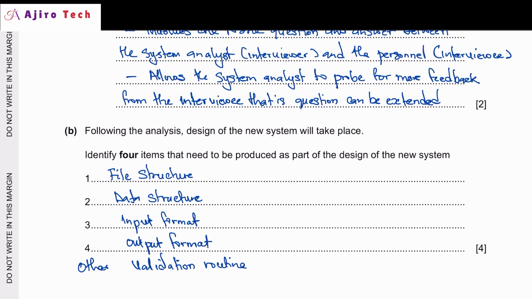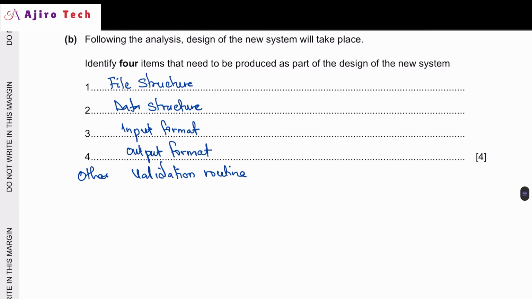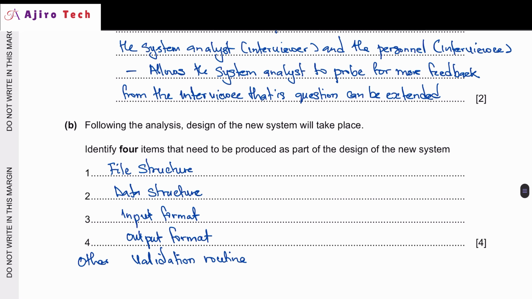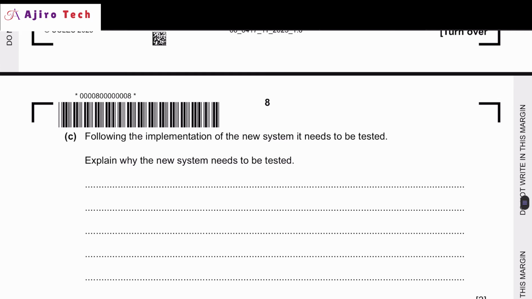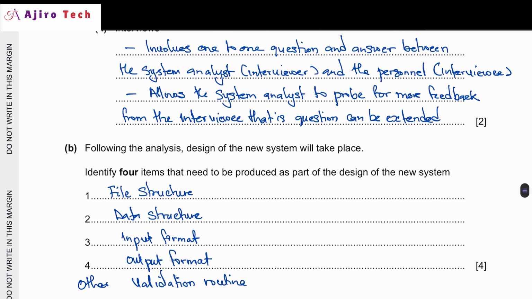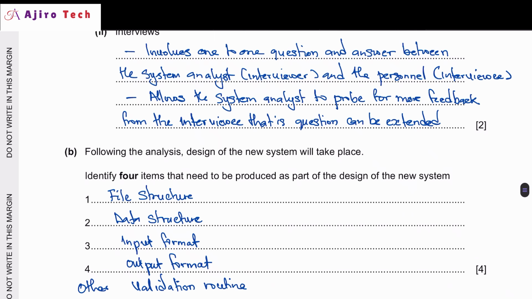Are we together? Now the input format talks about what you send in, the data capture format, and the output format talks about the report layout. So this is also chapter 7, systems life cycle.